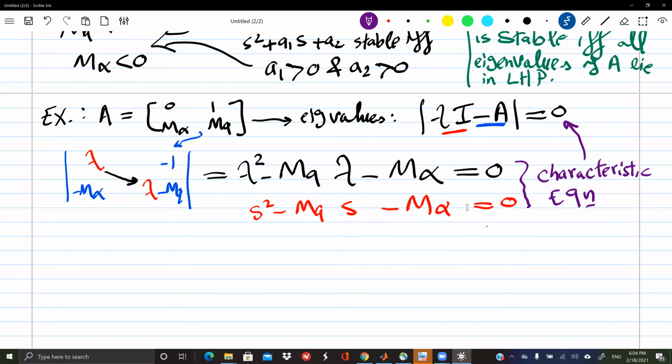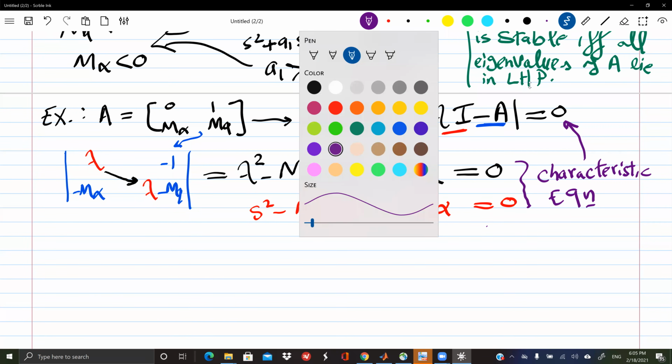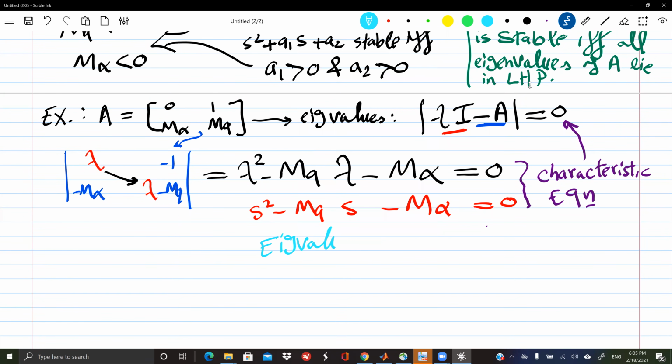Here, in the language of transfer functions, it gives you the poles, which determine stability. In the language of state space models, it gives you the eigenvalues of the A matrix, which determine stability. In other words, the eigenvalues of A are exactly the same as the poles of your transfer function. Okay.